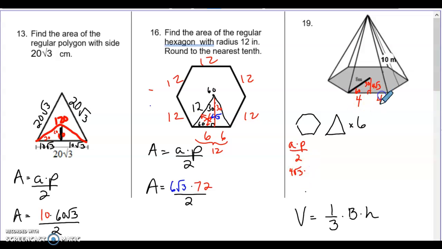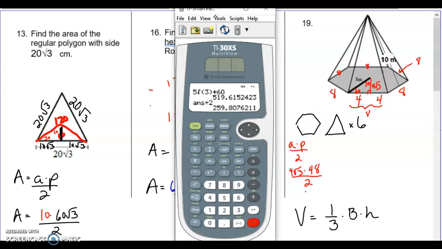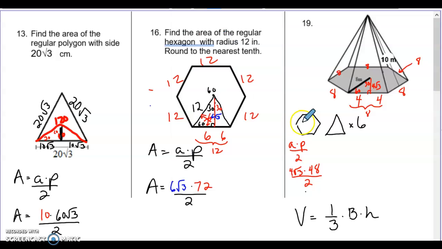This piece is 4, so this piece would be 4. So the entire side there would be 8. So this would be an 8, this would be an 8, and an 8 all the way around here. So that means my perimeter would be 48, and divide by 2. Now I'm going to actually type this one in, because I'm going to need that. So 4 square root 3, close my parentheses, times 48 equals, and then divide by 2. All right, so the area of my hexagon is 166.3.